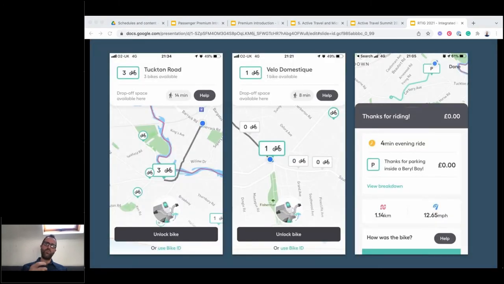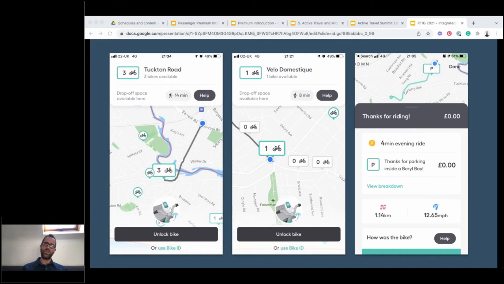The interface that they launched within their mobile apps was really straightforward, really easy to understand: bay locations and bike locations. So Beryl initially in Bournemouth adopted a model of dockless bays. Bikes simply needed to be returned to zones rather than physical infrastructure, so they could be found by others.